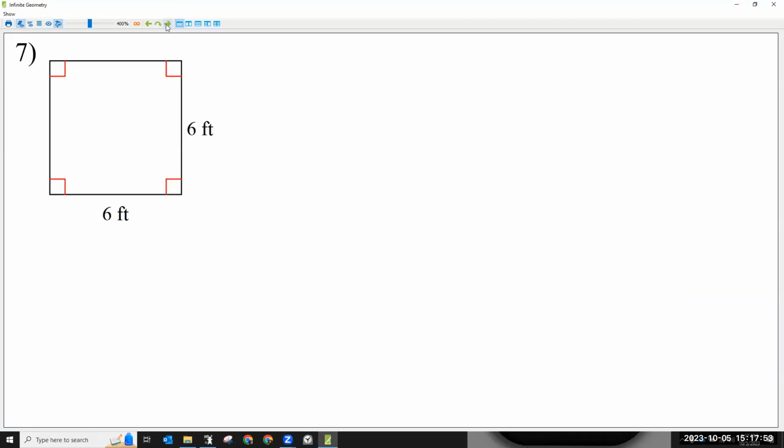All right, this is a square. For a square, you multiply the two sides together, or you can just say 6 squared. Either way, 6 times 6 or 6 squared is 36. There you go.